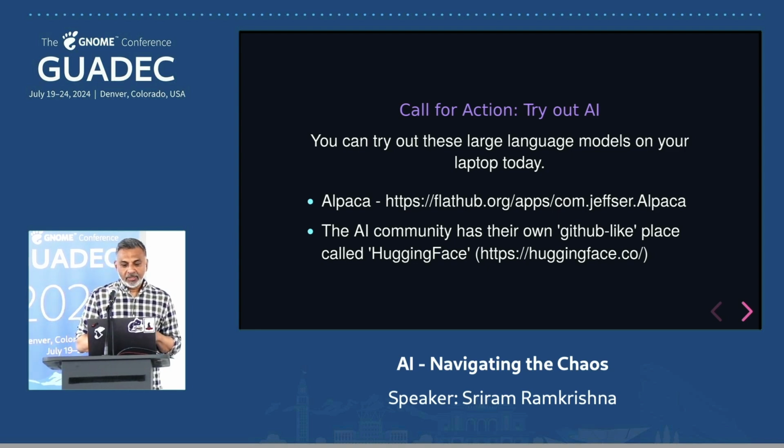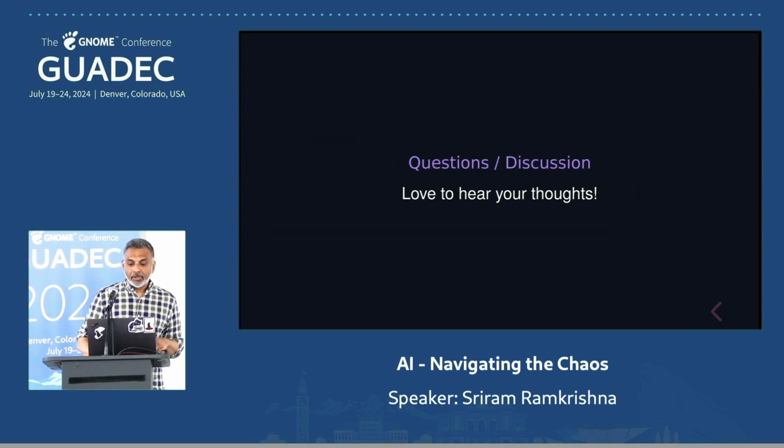If you want to look for new models, the AI community has a GitHub-like place called Hugging Face. That's all I have today. I'd be glad to hear your thoughts. Are there any questions?